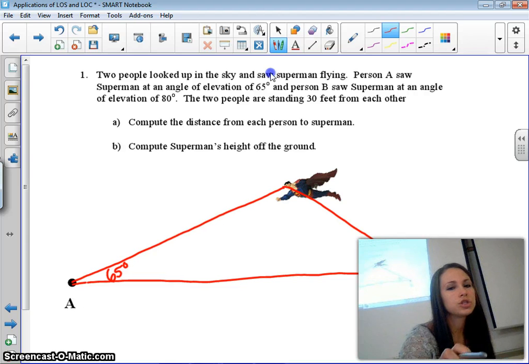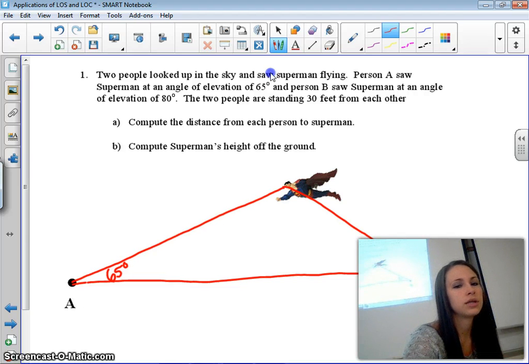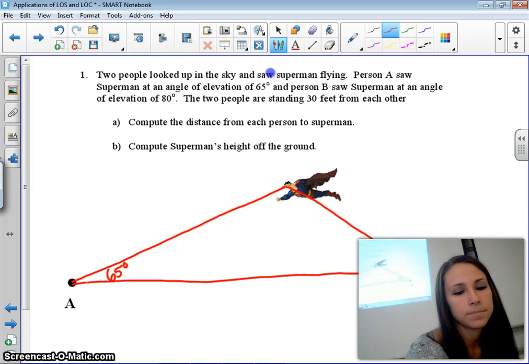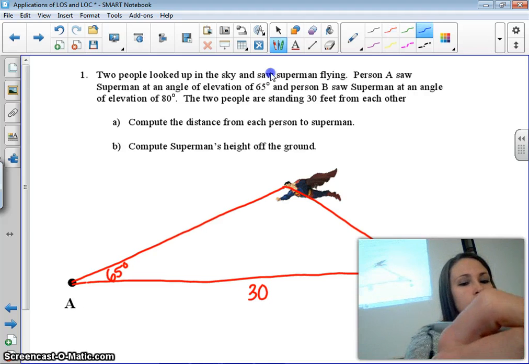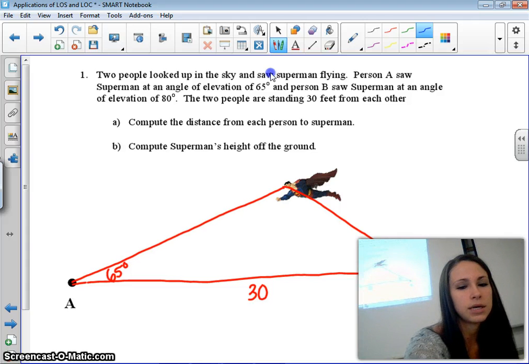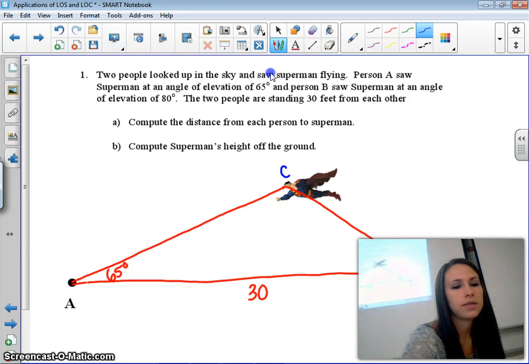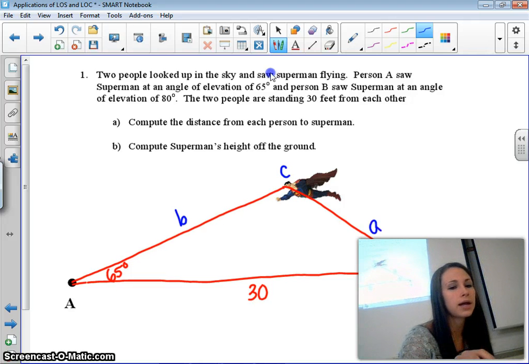So if two people are standing 30 feet from each other, where does that 30 feet go? Where's that distance? So this is 30. So first of all, I want to compute the distance from each person to Superman. So if this is side C, I'm going to label this side B and side A. So I'm looking for side B and side A.